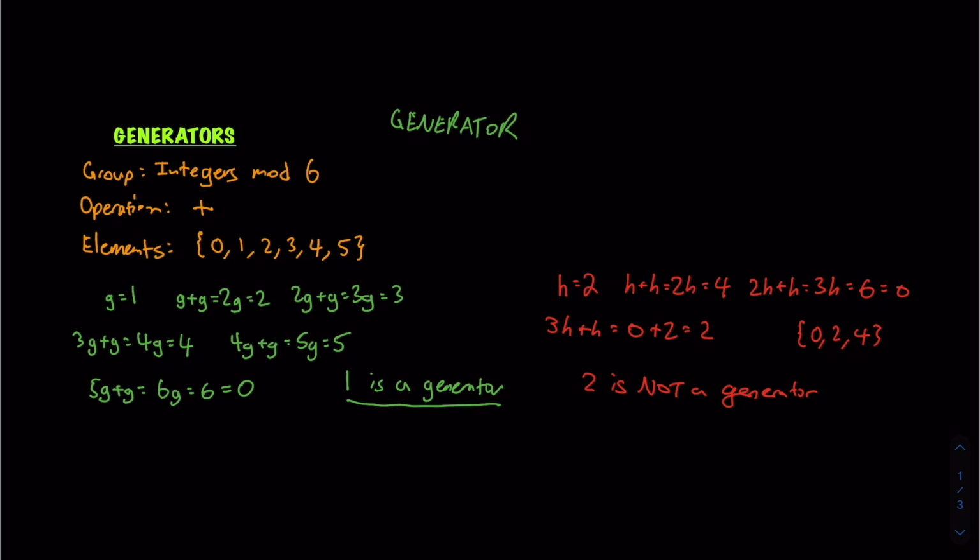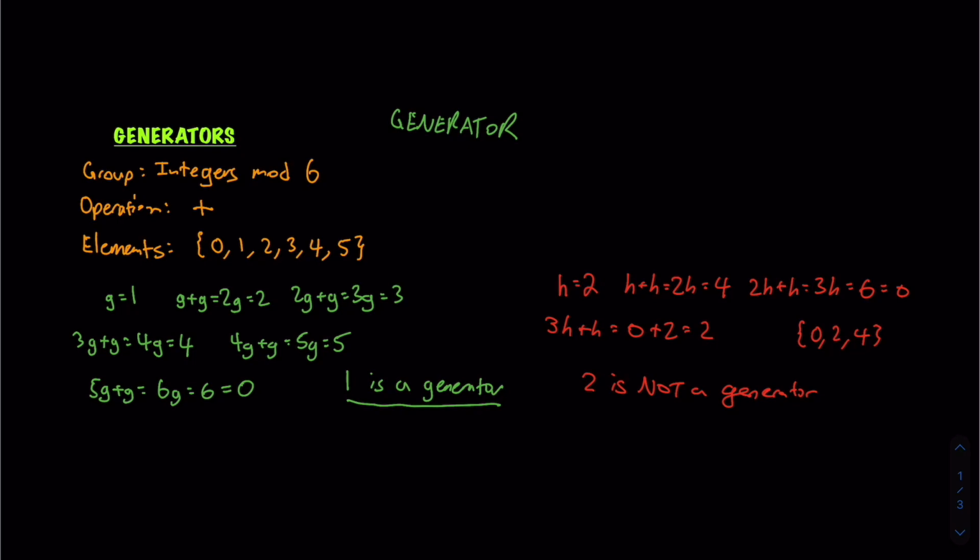However, we can say that 2 generates a subgroup, which is a group that is a subset of another group. And we say that 2 generates the subgroup {0, 2, 4}. And the order of this subgroup is 3.